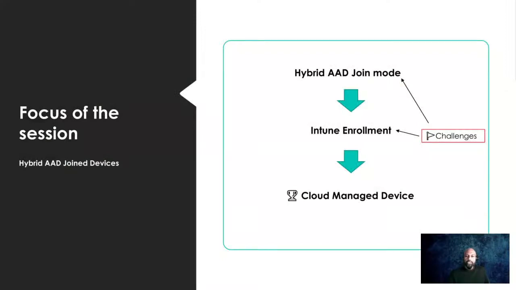So as I mentioned, the idea is to have a cloud managed device. For that, you should have a hybrid AAD join mode device in the first place, because you have a local AD already. And when you have the device in hybrid AD join mode, you can then go into the Intune enrollment stage. But as you know, there are challenges in both of the stages. So those are the things which I'm discussing today.